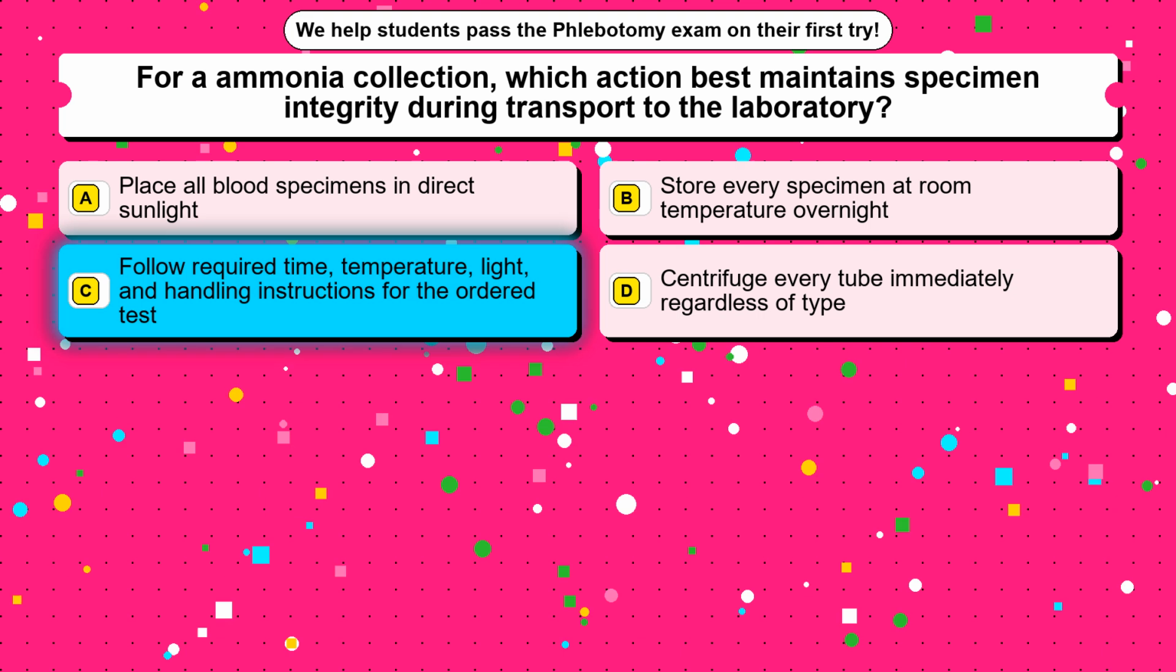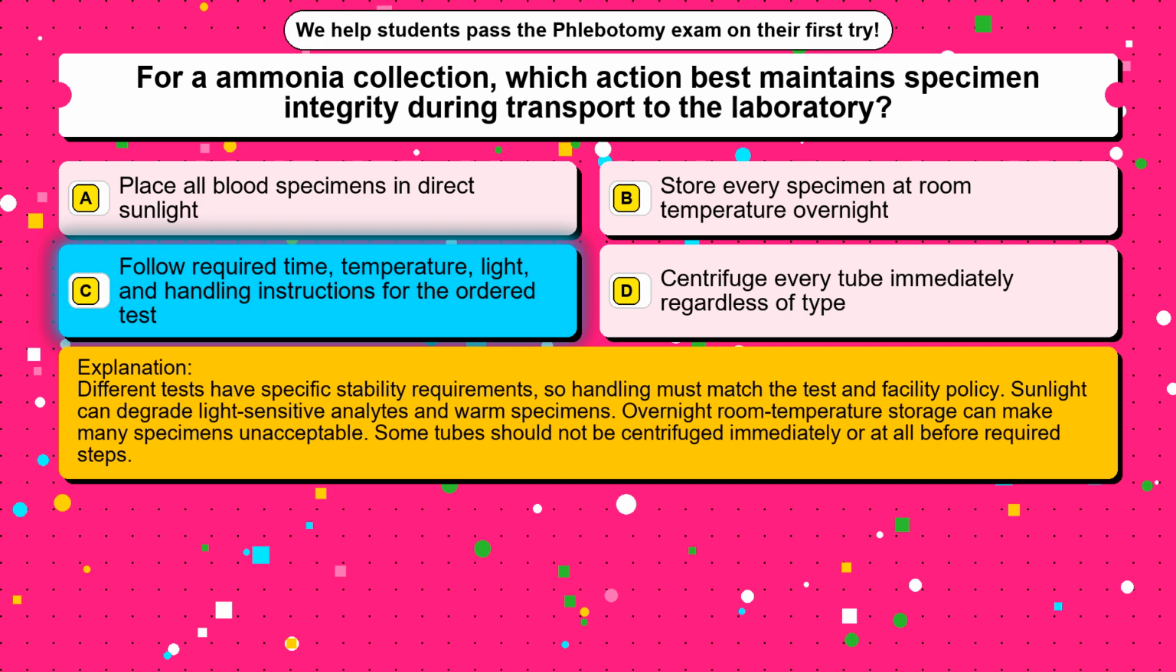The correct answer is option C. Follow required time, temperature, light, and handling instructions for the ordered test. Different tests have specific stability requirements, so handling must match the test and facility policy. Sunlight can degrade light-sensitive analytes and warm specimens. Overnight room temperature storage can make many specimens unacceptable. Some tubes should not be centrifuged immediately or at all before required steps.